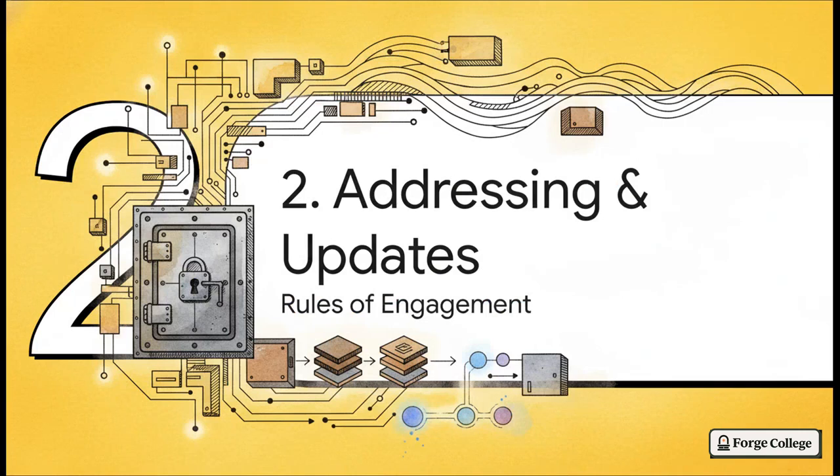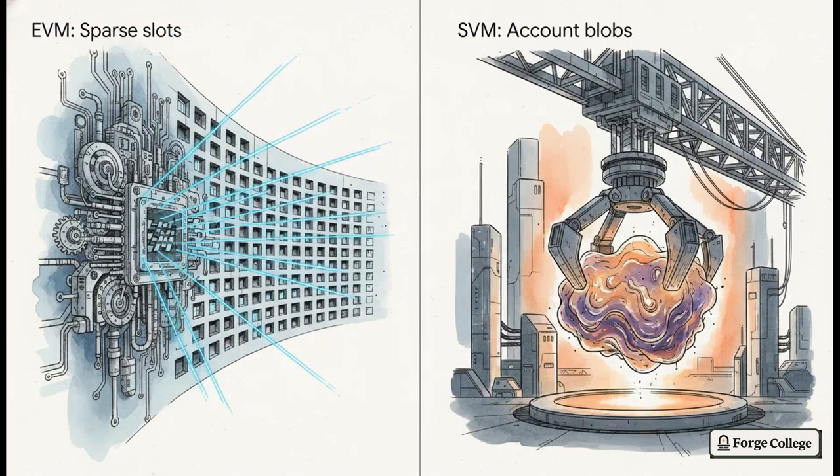Moving right along into Section 2, addressing and update primitives are rules of engagement. What's really fascinating here is that the runtime completely dictates the operations available to you, entirely based on the environment's architecture. You basically have two distinct patterns. In EVM-like environments, you're working with a sparse, slot-addressed key-value space. You read or write targeted individual slots calculated by a hash.